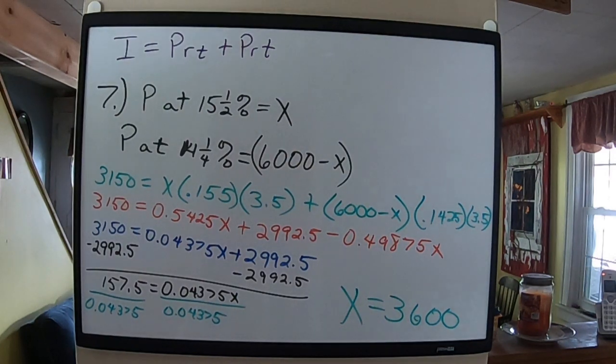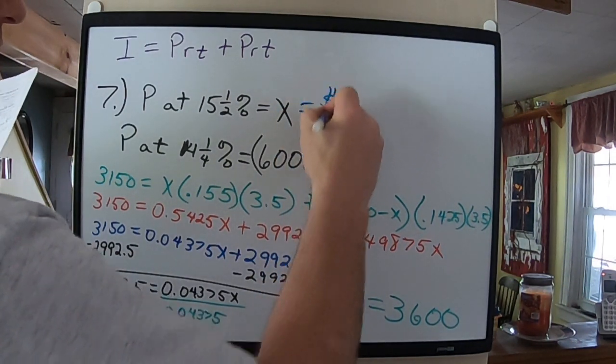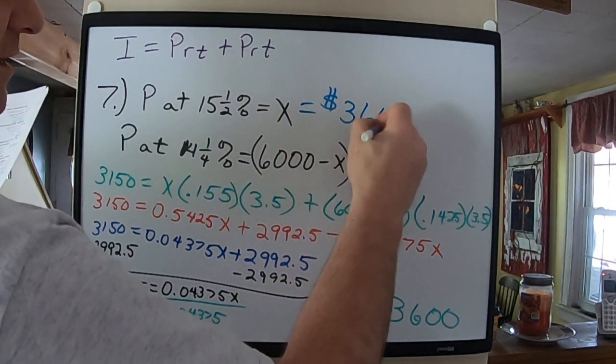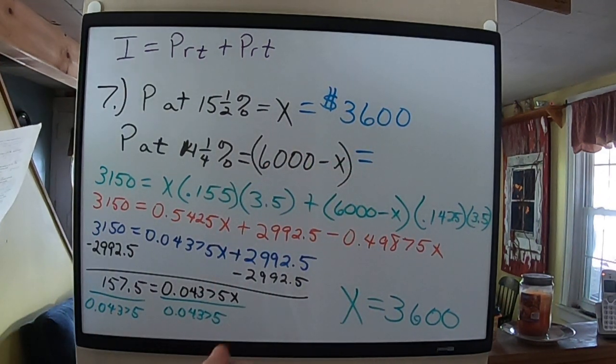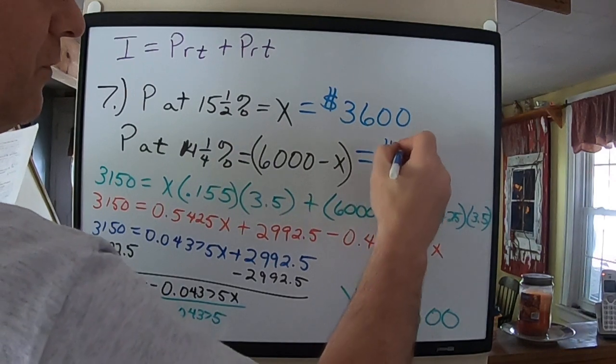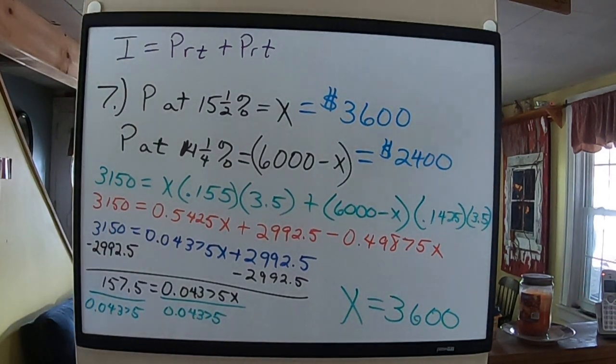All right, now if I go back up to the top, X, remember these are dollars, $3,600. 6,000 minus 3,600 is 2,400. So that's how much you invested at each percent. All right, that was number 7.